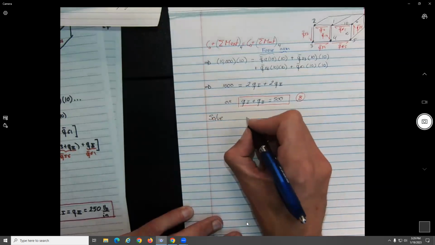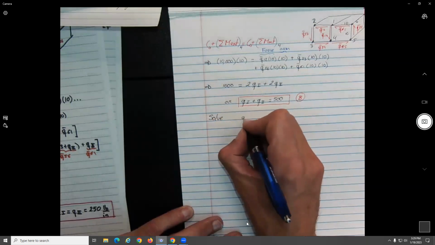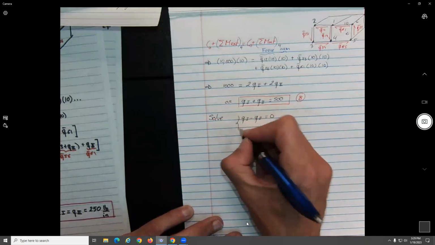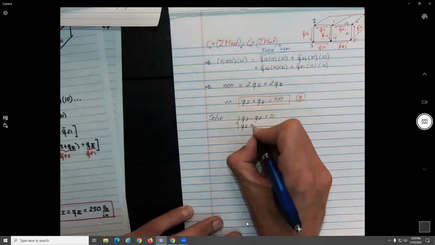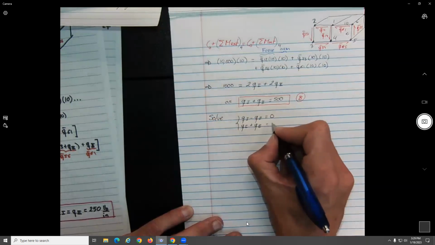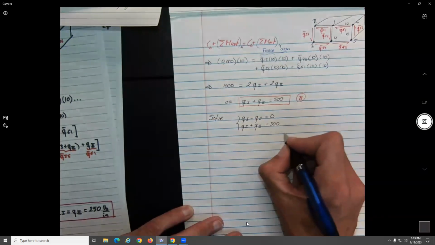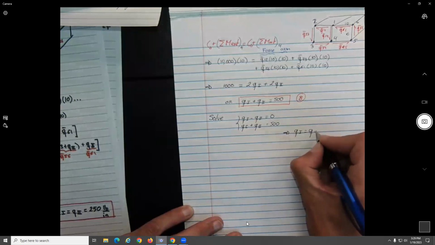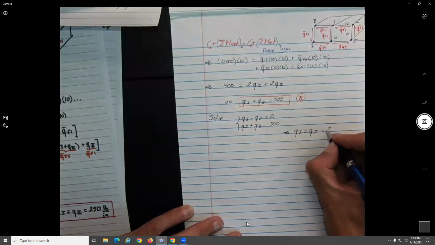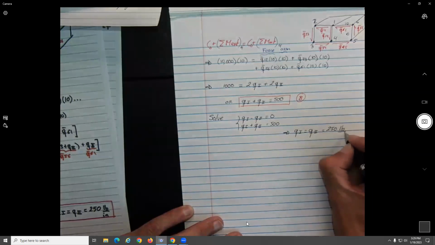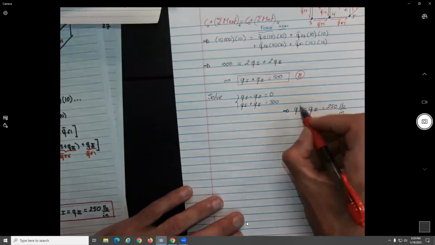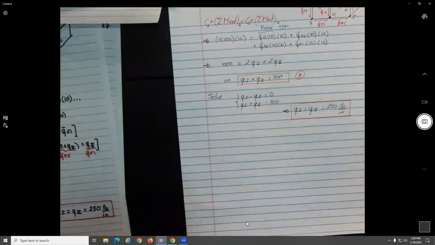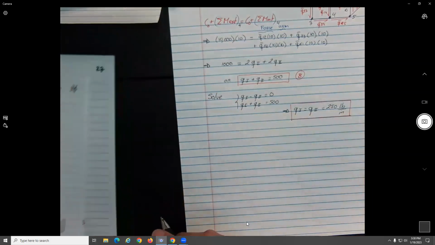The system of 1 and 2, which is basically what? Q1 minus Q2 equal to 0, and Q1 plus Q2 equal to 500. So that's very easy. This is going to give what? Q1 equal Q2 equal to 250 pound per inch.